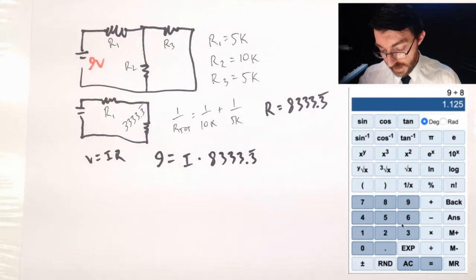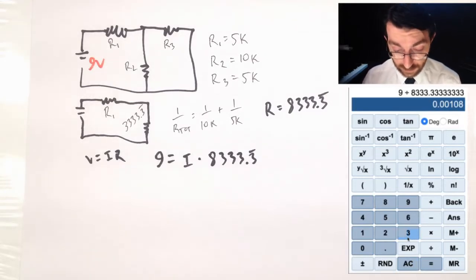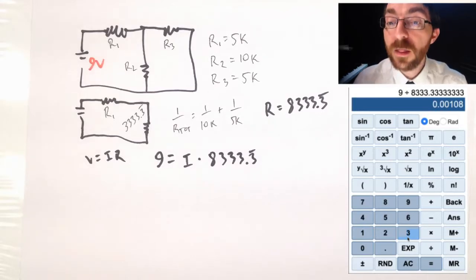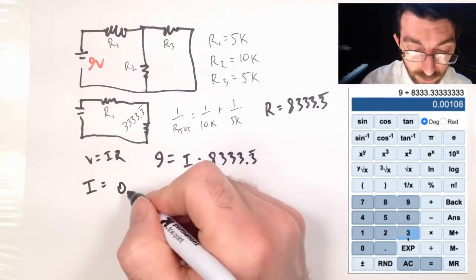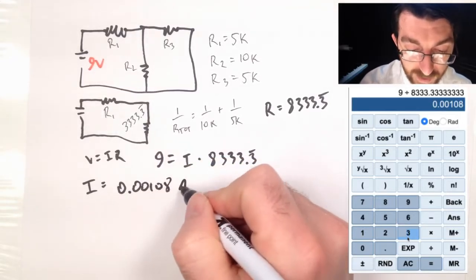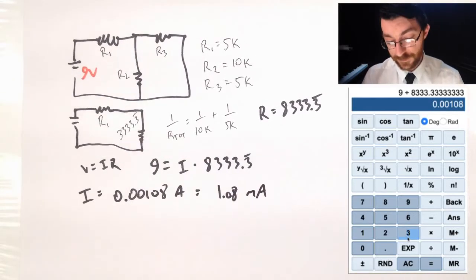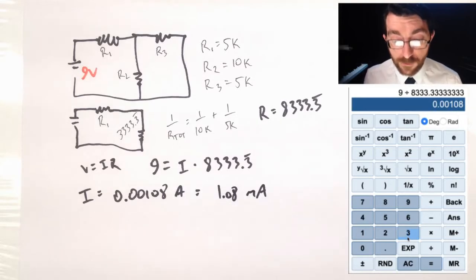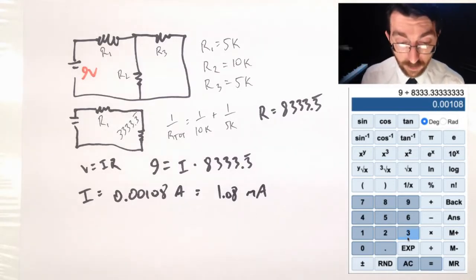Let's do that math. 9 divided by 8,333.3. Okay, so it's 0.00108. That's the current. So I can go ahead and conclude that the current through this circuit is 0.00108 amps, aka 1.08 milliamps. Okay, so how about the voltage across, current through, and power consumed by each of the resistors? All right, let's go ahead and do that.